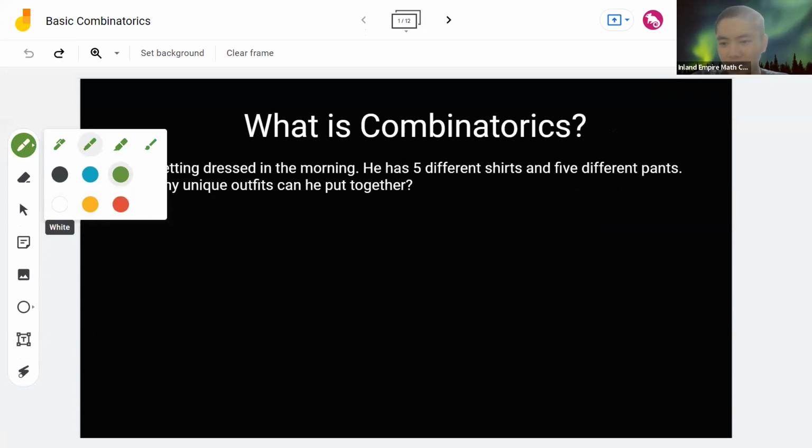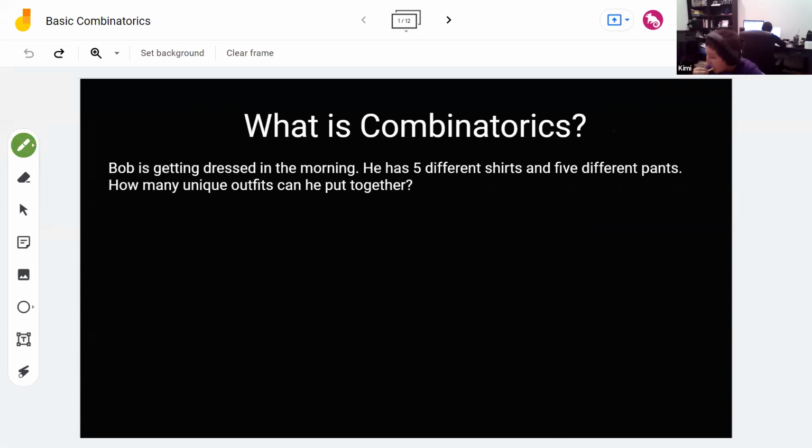What do you mean by fancy numbers? Well, combinatorics allows you to solve this problem right here. Bob is getting dressed in the morning. He has 5 different shirts and 5 different pants. How many unique outfits can he put together? That's very easy, 25. So we have 25 different total combinations, right?